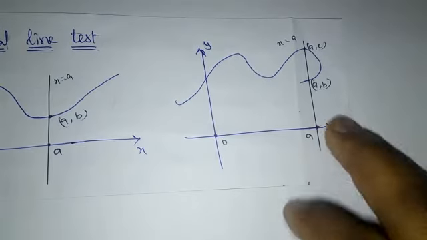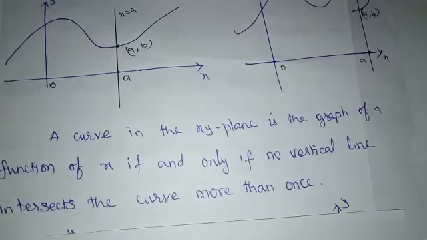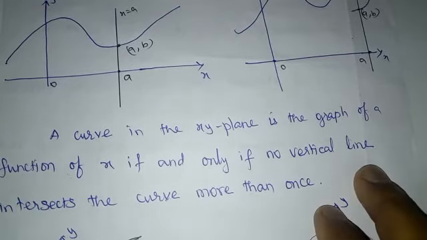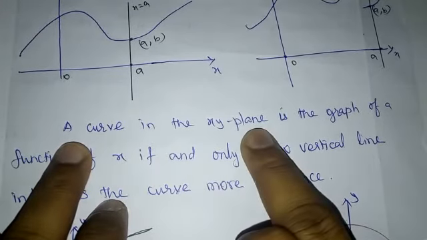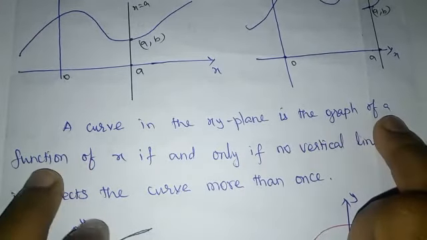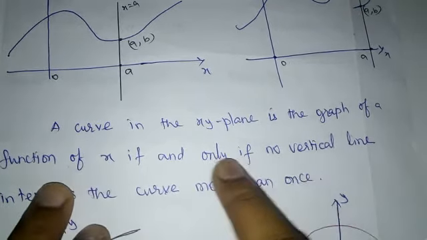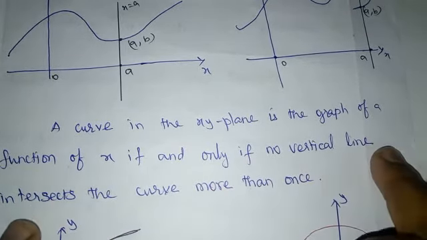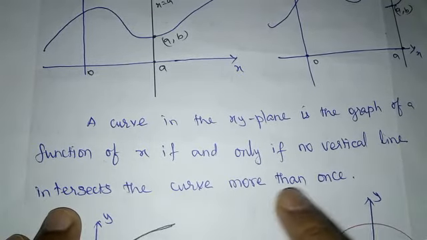Okay, fine. Now move to the vertical line test. The vertical line test says a curve in the xy plane is a graph of a function of x if and only if no vertical line intersects the curve more than once.